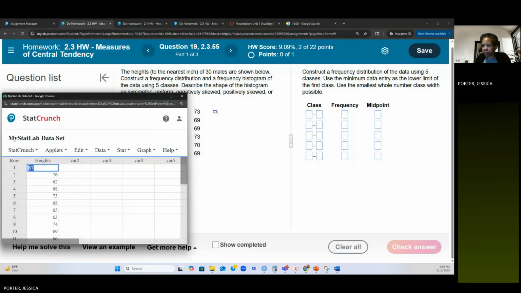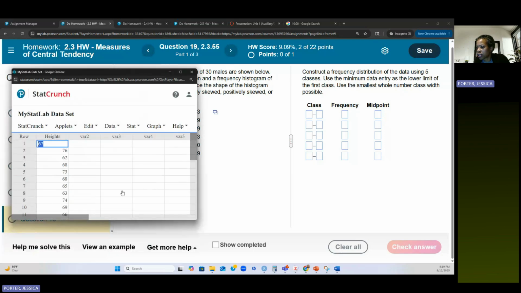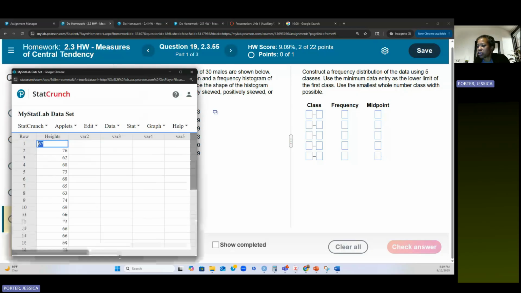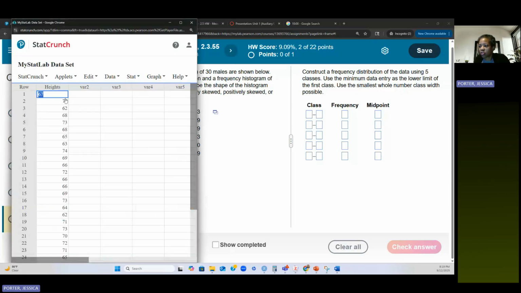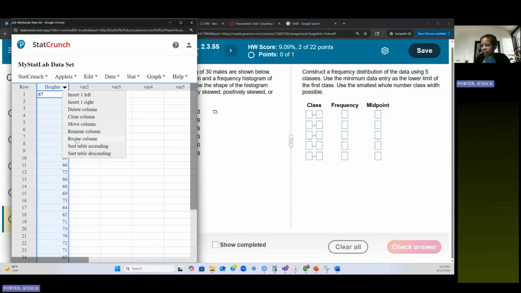All right. So I believe we can do this whole thing in StatCrunch, but let me check this out. The class width is going to be the largest minus the smallest, divided by the number of classes. And so we have 5 classes here. Let's put this in order to see the smallest and the largest. Okay, I remember why I wanted to do 19. It's because it actually brings in the stuff that we learned last week.